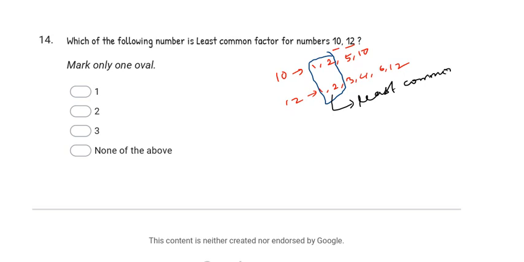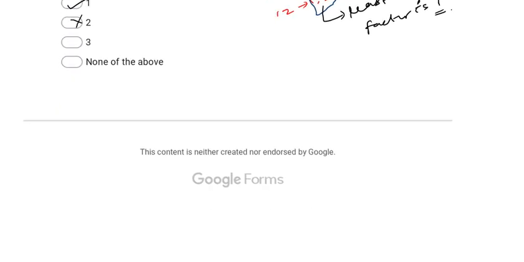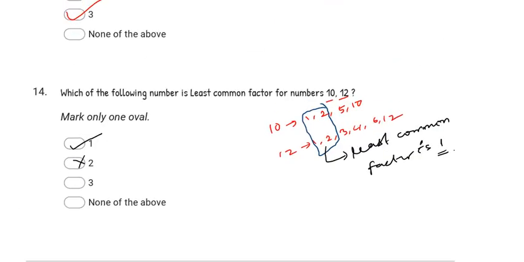So then which is the least common factor? It is 1 only. So that is why 1 is the answer. 2 is not the answer. And most of the students failed to answer this question. Okay, clear. Now we will check whether we have solved all the questions or not.